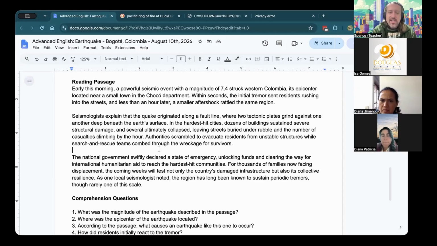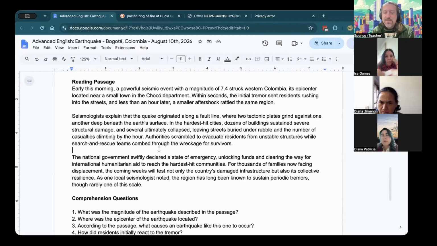In the hardest hit cities, dozens of buildings sustained severe structural damage, and several ultimately collapsed, leaving streets buried under rubble and the number of casualties climbing by the hour. Authorities scrambled to evacuate residents from unstable structures while search and rescue teams combed through the wreckage for survivors. The national government swiftly declared a state of emergency, unlocking funds and clearing the way for international humanitarian aid to reach the hardest hit communities.